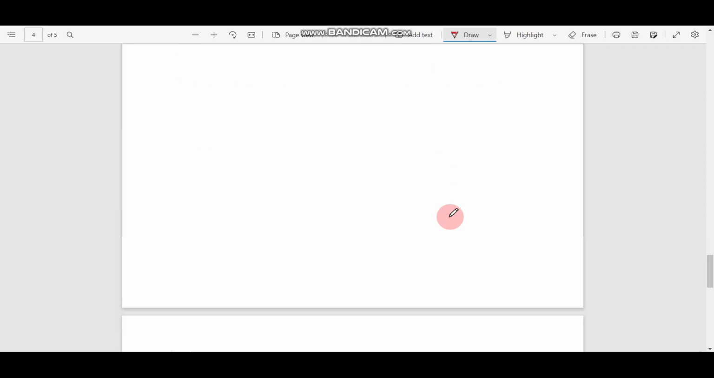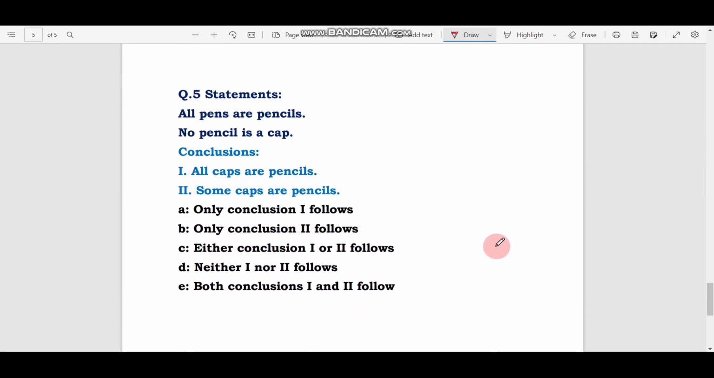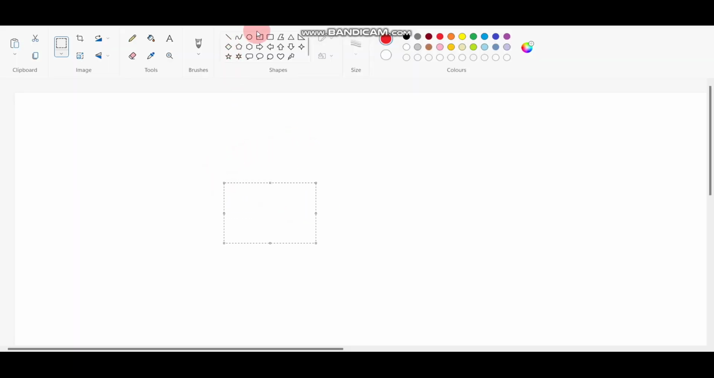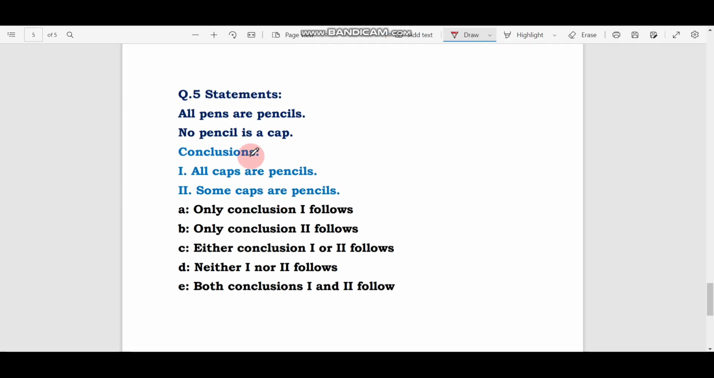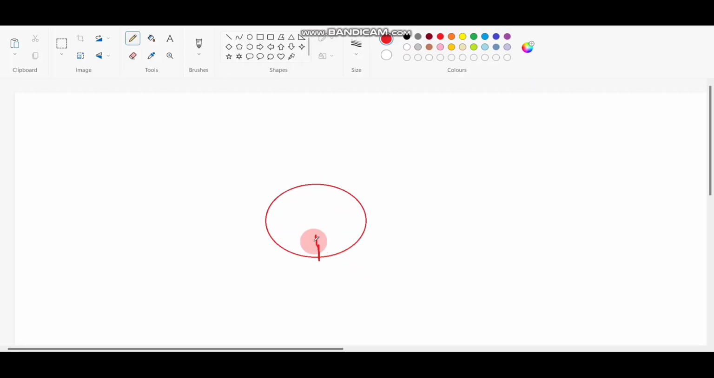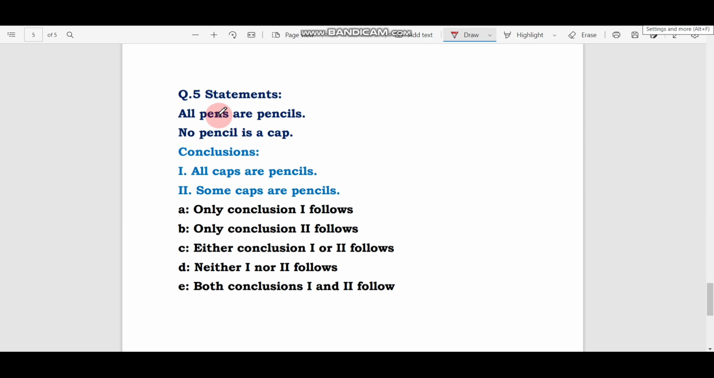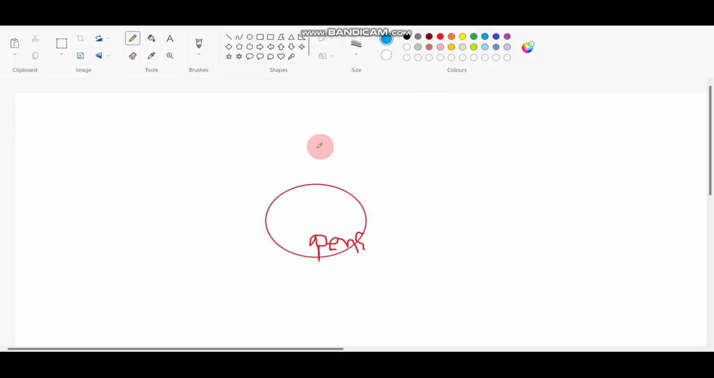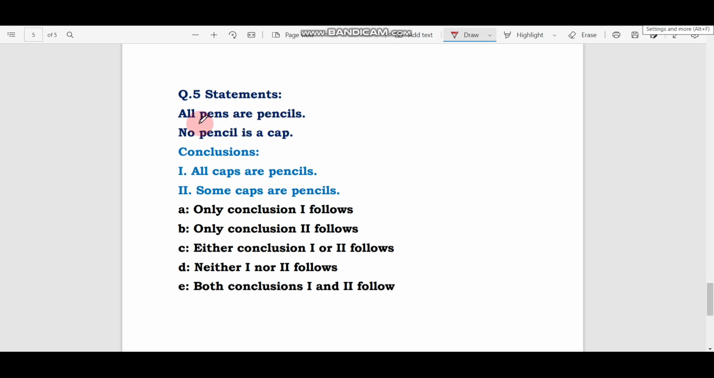Okay, now let's move to question number 5. All pens are pencils. No pencil is a cap. So let's draw the Venn diagram of this. All pens are pencils. Suppose this red circle is indicating pen. Or we can write pens directly so that it doesn't confuse anyone. After that, pencils. So suppose this is indicating pencils.